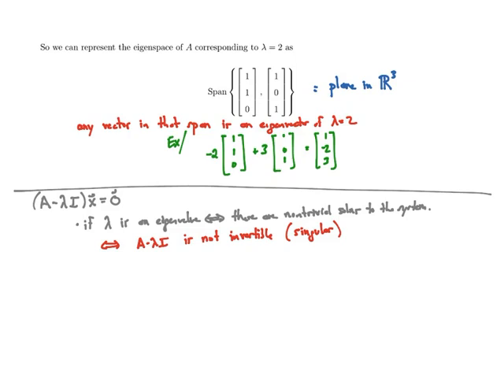If there is only the trivial solution, then A minus lambda I would be invertible, and that would not allow us to have infinitely many solutions, and lambda wouldn't be an eigenvalue.